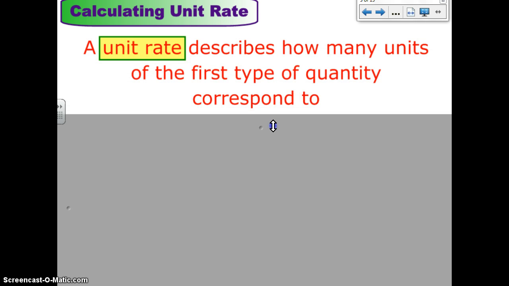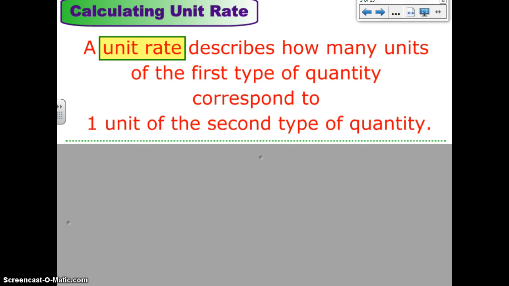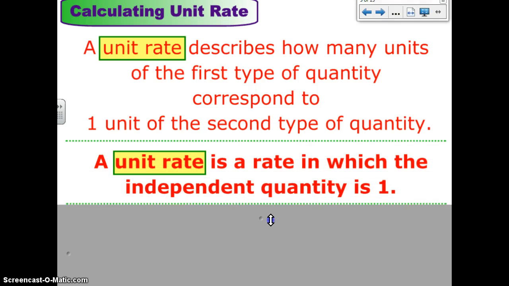When calculating unit rate, a unit rate describes how many units of the first type of quantity correspond to 1 unit of the second type. We can also think of a unit rate as a rate in which the independent quantity is 1.